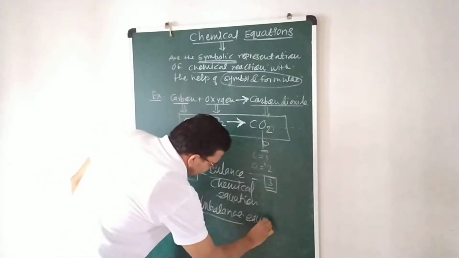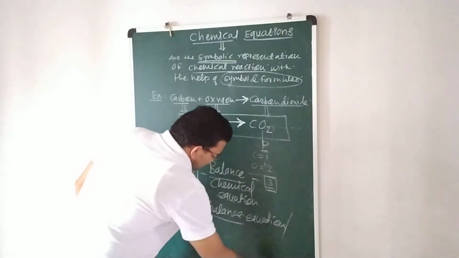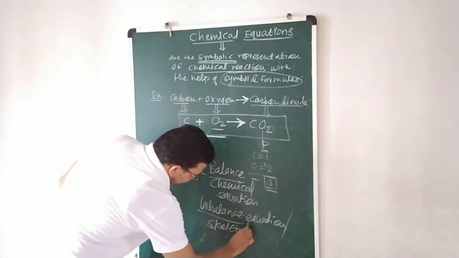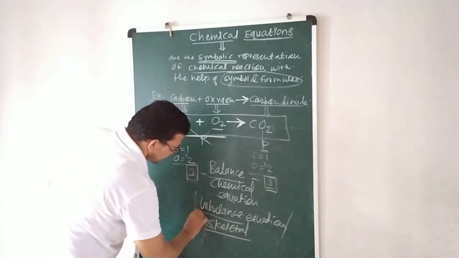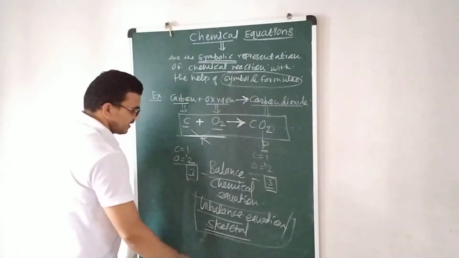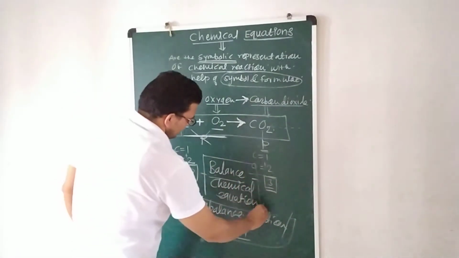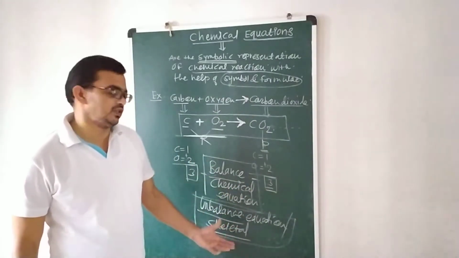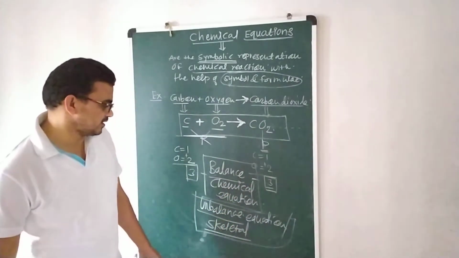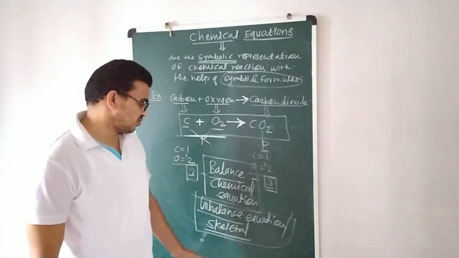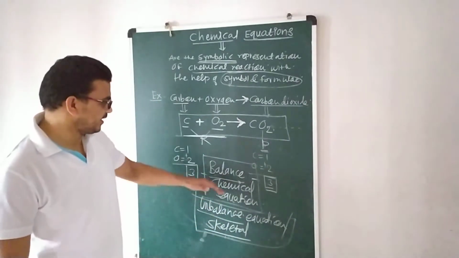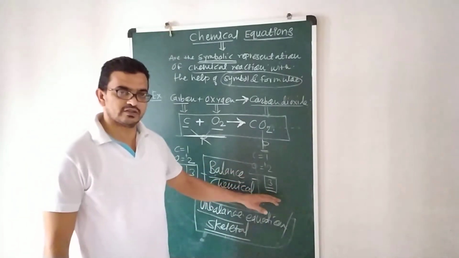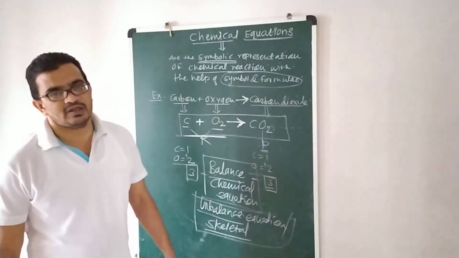An unbalanced equation is also known as a skeletal equation. Keep in your mind, this is a very important discussion, students. So what is a skeletal or unbalanced equation? The number of atoms on the reactant side and the product side is not matching. At that time such an equation is called an unbalanced equation. It is also known as a skeletal equation. While if the number of atoms on both sides is matching, that is the balanced chemical equation.